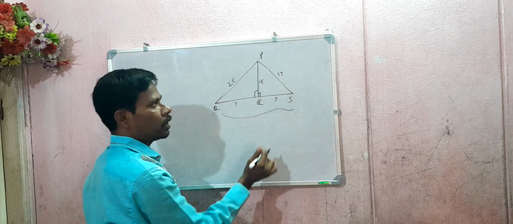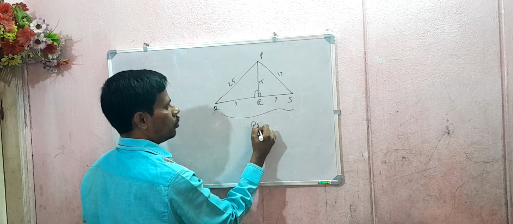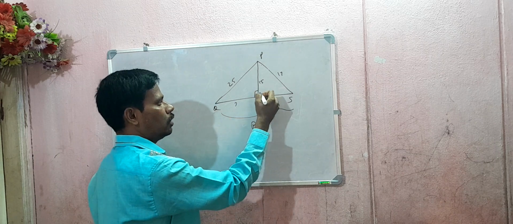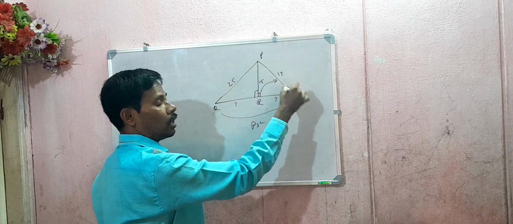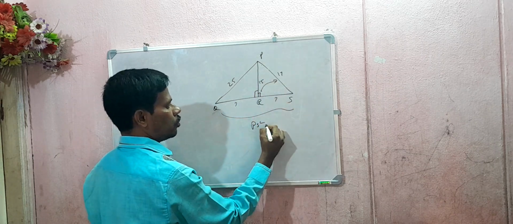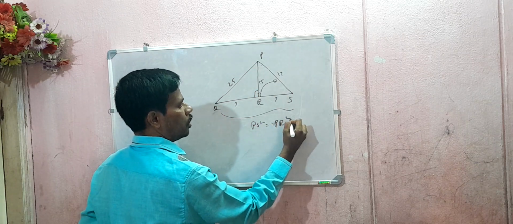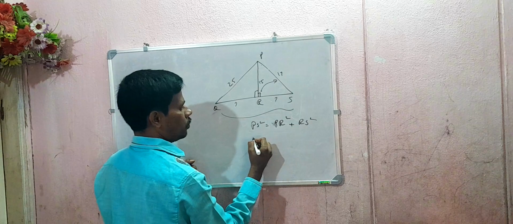Already we have discussed so many times. Square on the hypotenuse. What is hypotenuse? The side opposite to the right angle. This is called hypotenuse. So PS square is equal to PR square plus RS square.